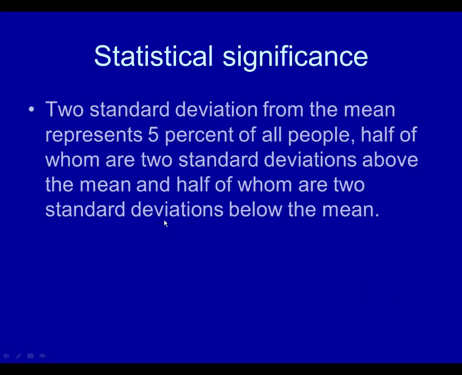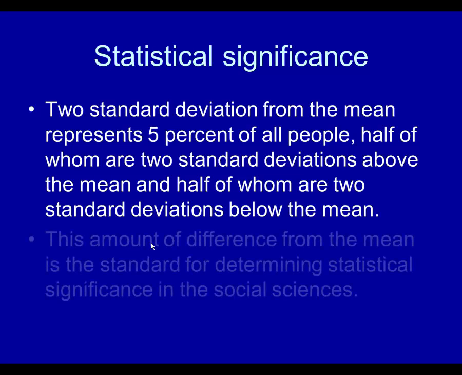Statistical significance is important here, or that is, it's relevant to the standard deviation. 2 standard deviations from the mean represents 5% of all people, half of whom are 2 standard deviations above the mean and half of whom are 2 standard deviations below the mean.